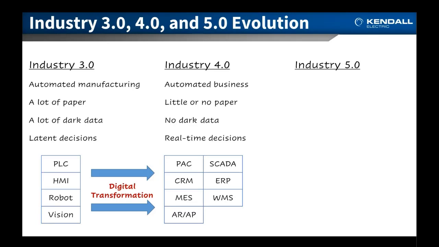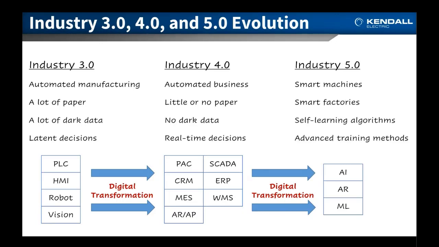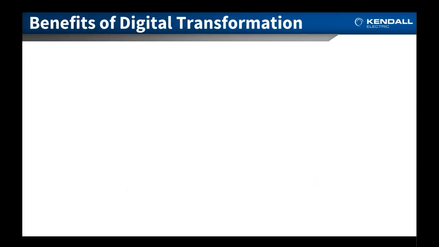Industry 5.0 expands on digital transformation with the use of augmented reality, artificial intelligence, and machine learning. This leads to smart machines and smart factories. Industry 5.0 also uses advanced training methods. So what are the benefits of digital transformation? The one that resonates the most with me is increased business agility and flexibility.